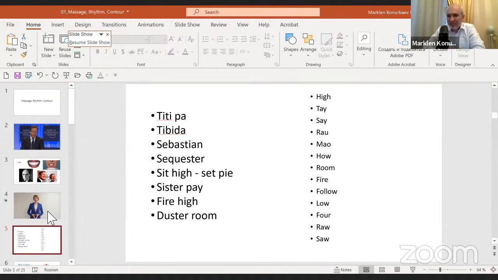For example, I'm saying, look, it's on the screen. Titipa, titipa, titipa, tibita, tibita, titipa, sequester, sequester, sit high, sit pie, pay, pie high, dust the room, tibita, Sebastian. I wouldn't say that these combinations are written down or fixed anywhere. You invent them yourselves. You invent them in order to achieve this relaxation.